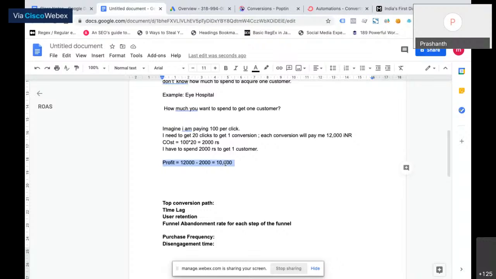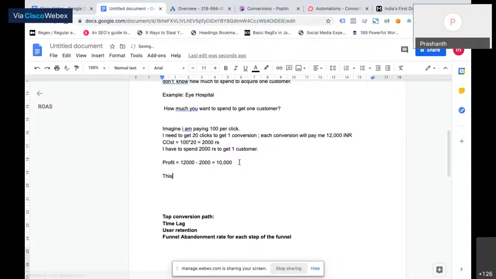For every 2000 rupees I spend into Google ads or Facebook ads, I'm getting one customer, and the value of the customer is 12,000 and the profit is 10,000. And when I don't know these numbers, what I will do, I will try to spend more than 2000 rupees. I will tell you how much you're spending for each click here. 100 rupees. And you need 20 clicks to get one customer. So profit is 12,000 minus 2000, which is 10,000.